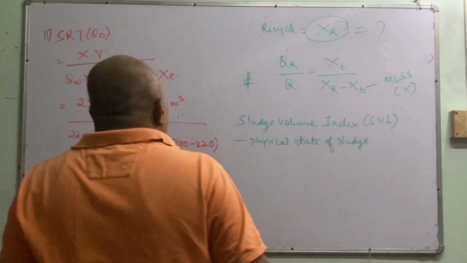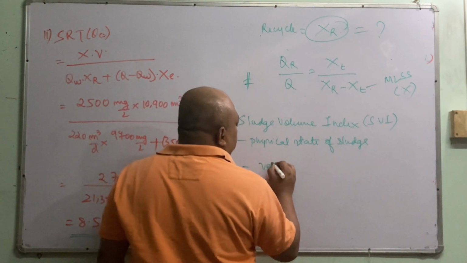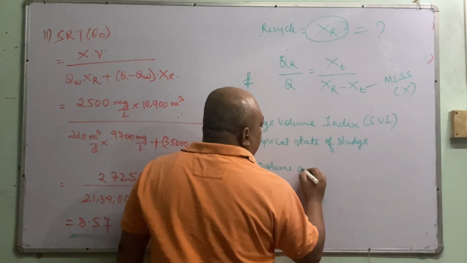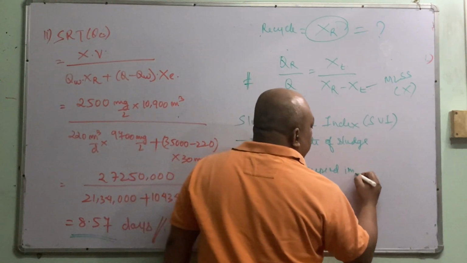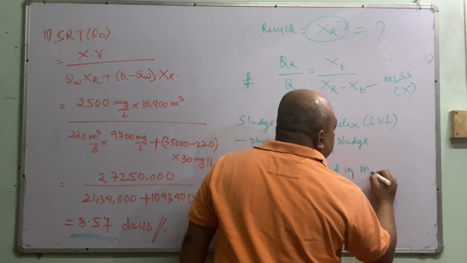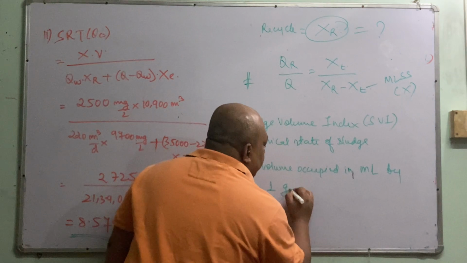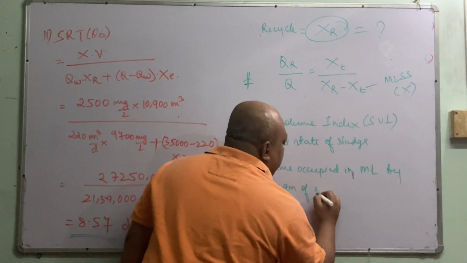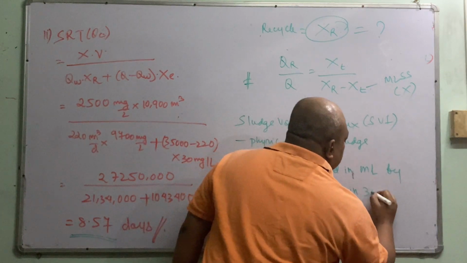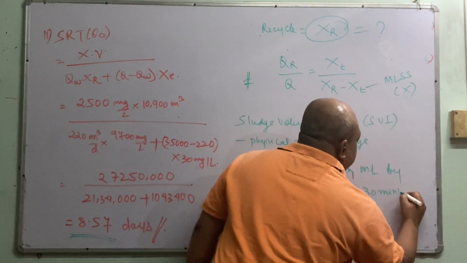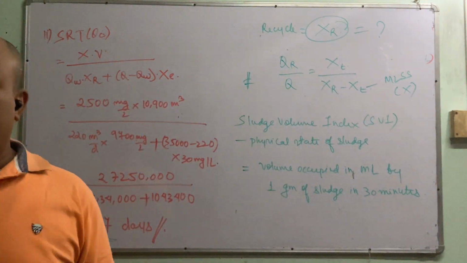So, how we define this sludge volume index is the volume occupied, in milliliters, by 1 gram of sludge in 30 minutes. Okay, so let me rub this part.